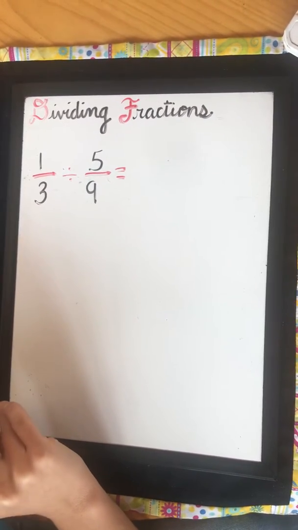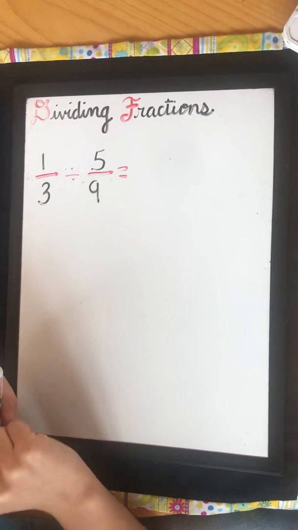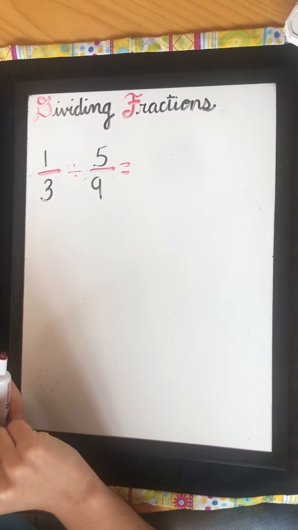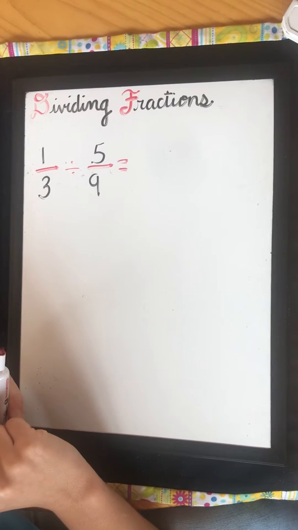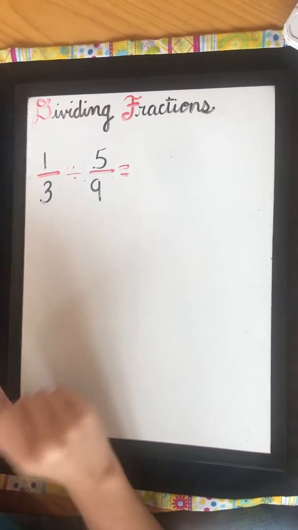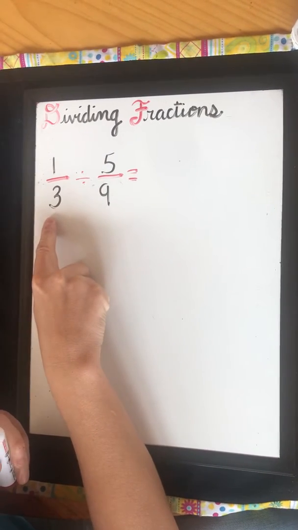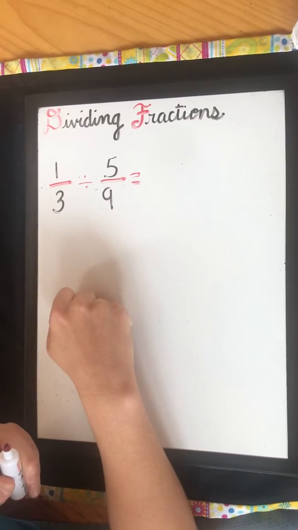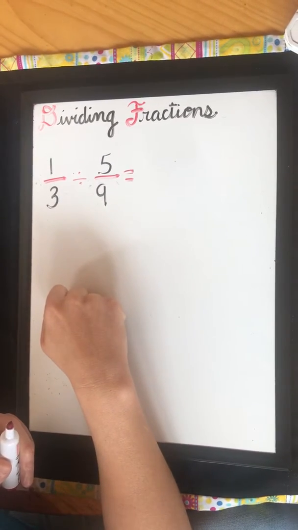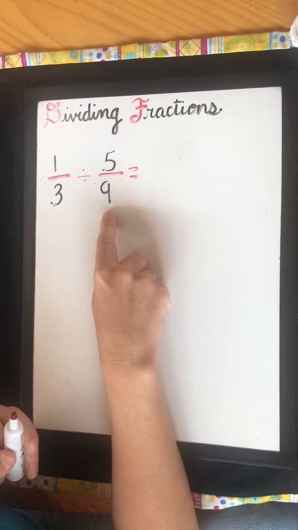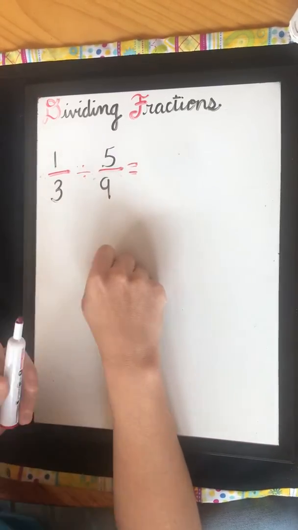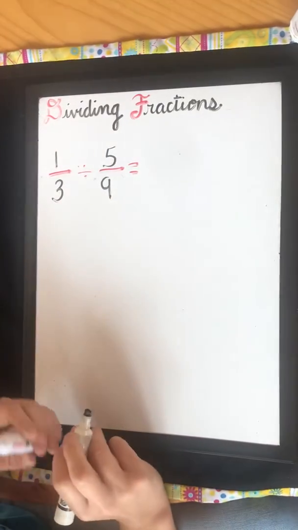Dividing fractions is really easy, but just pay attention to these important steps. When we divide a fraction, we have to multiply the first fraction by the reciprocal of the second fraction. Reciprocal means just flipping the numerator and the denominator. So let's start by rewriting our problem.